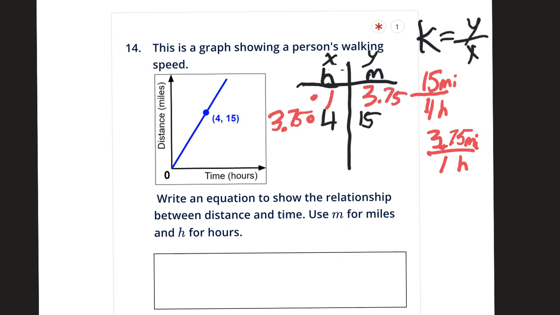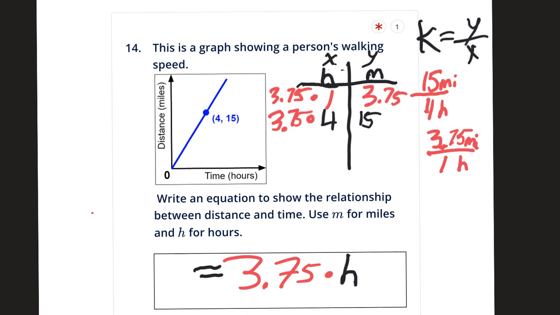Now, thinking back, how do we write an equation? Mrs. Mack, my math teacher in 8th grade, said, well, what are you doing? What are you doing each time in the table? Well, I'm multiplying by 3.75. So Mrs. Mack would say, write down what you were doing every time. And so I was doing 3.75. I was multiplying something. Well, what were you multiplying? Let's see, 1 and 4, but those represent hours. So I was multiplying hours. So I'm going to multiply that to H.